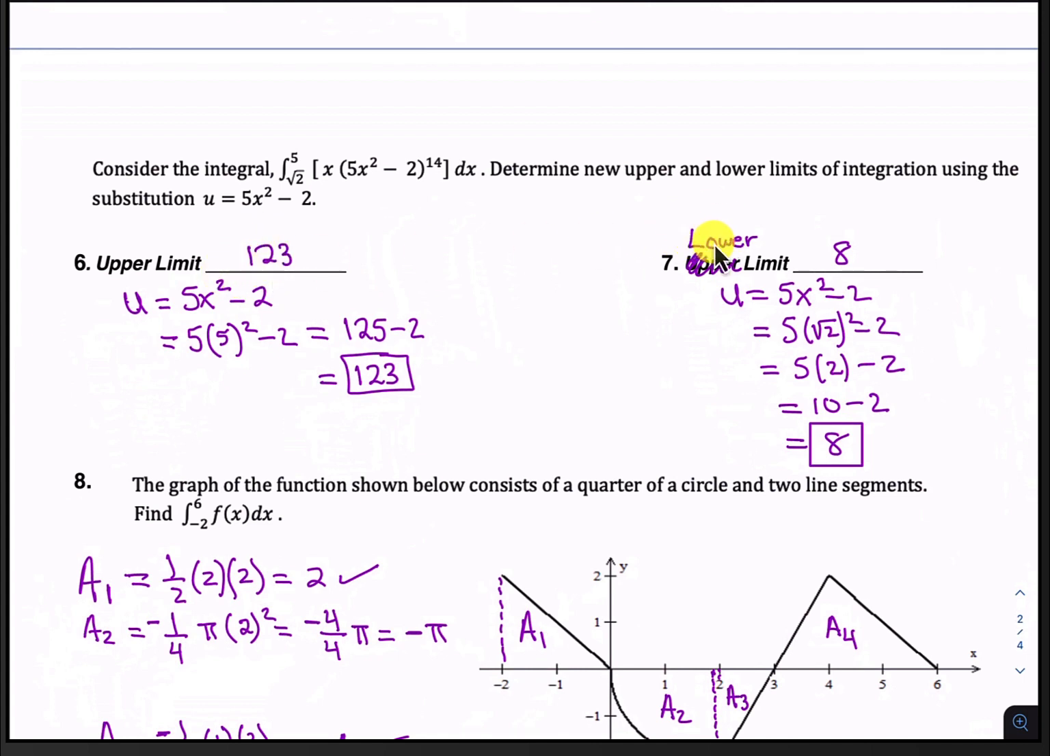The new lower limit is, again, using u equals 5x squared minus 2, but this time plugging in the lower limit of radical 2 in place of the x. So the square root of 2 squared is 2, times 5 is 10, minus 2 is 8. So 8 is our lower limit.